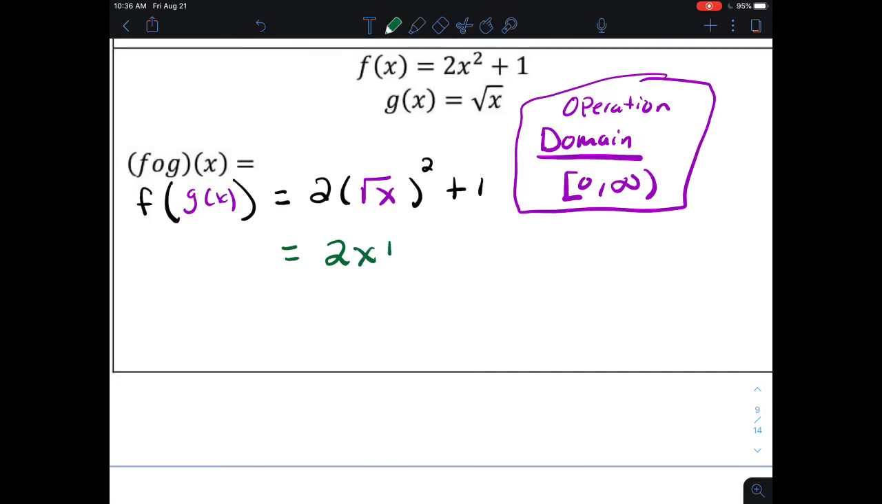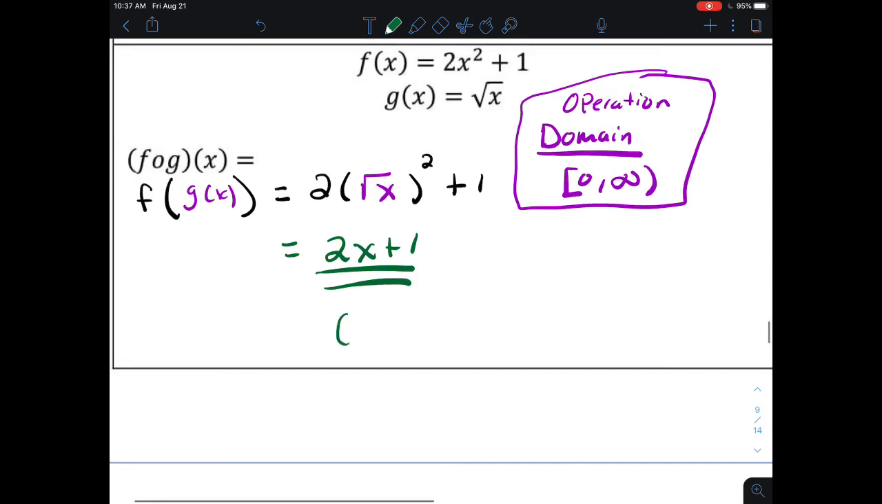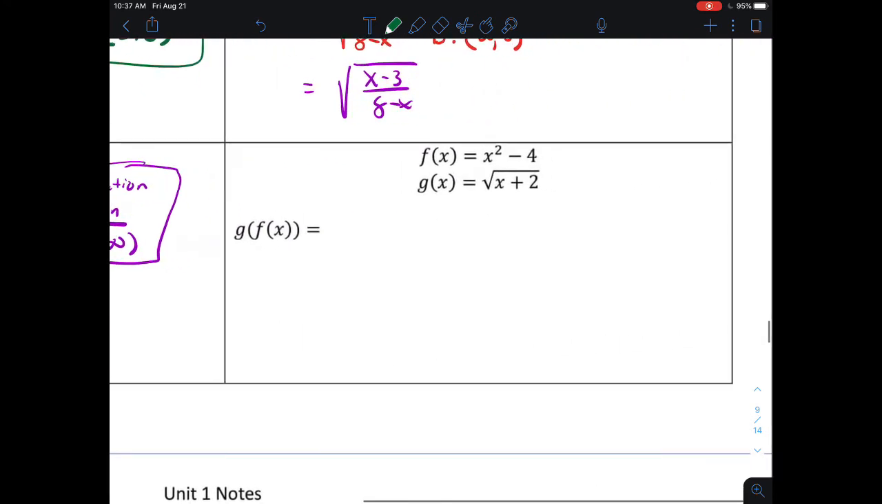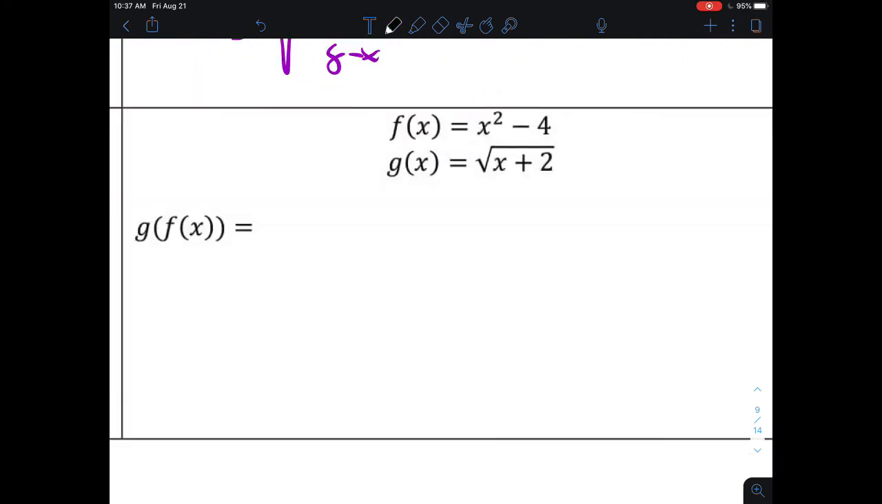So the simplified version of this problem would be 2x plus 1. Now, if I would have waited until I simplified, I would have said that the domain would have been negative infinity to positive infinity, which would be wrong, because I actually have to square root the number before I square the number. All right, let's look at one more composition of functions.